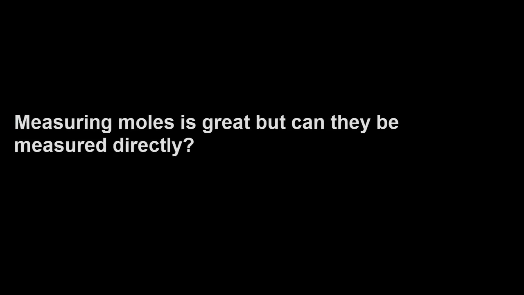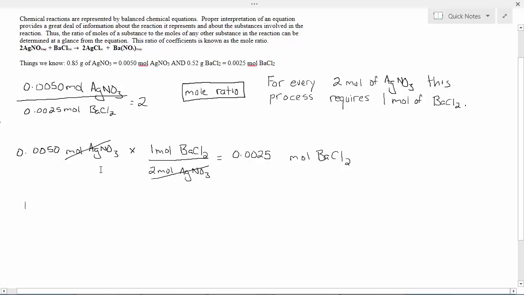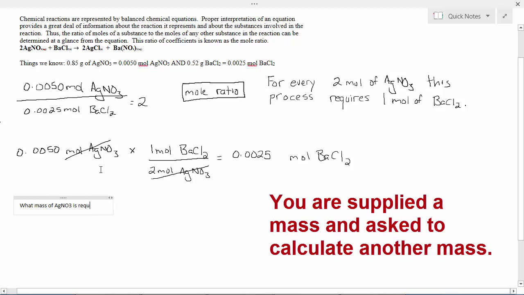All right, so can we measure moles directly? Not exactly. There's no such thing as a molometer or anything like that, but we do know we can measure mass. We use grams for that. These are what are known as mass problems. So, what mass of silver nitrate is required to react with, let's say, 0.52 grams of barium chloride?